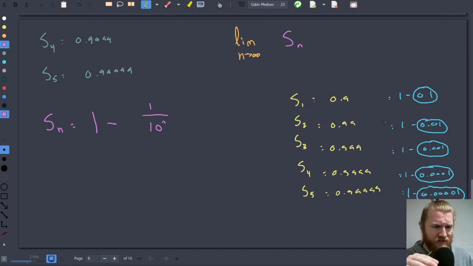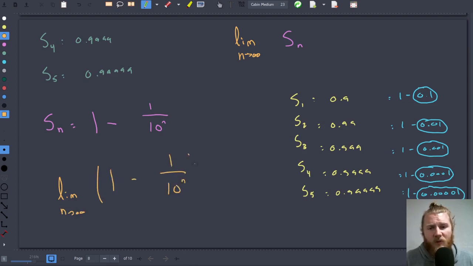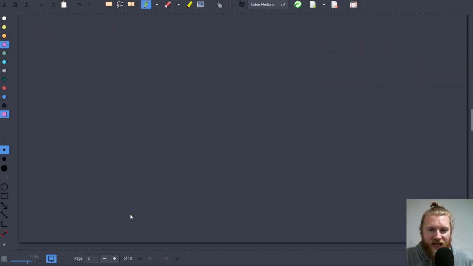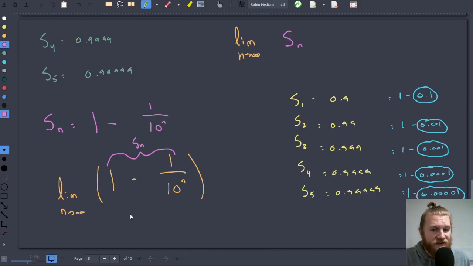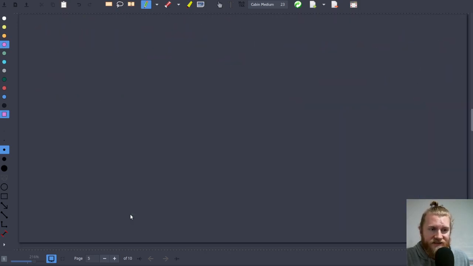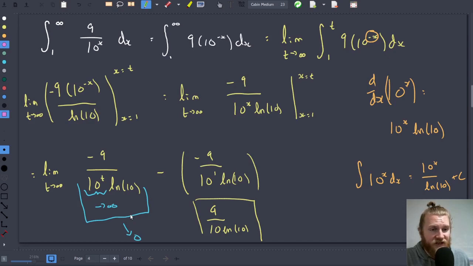Now remember, these aren't terms of the sequence. These are partial sums. But what we care about is the limit of these partial sums. So let's take a look. The way that we've written this out conveniently makes this limit quite easy to deal with. Since this is our partial sum, which is the same as getting an expression for this antiderivative evaluated, we're going to look at a limit as n goes to infinity, which is the same thing as looking at the limit as t went to infinity in the improper integral.